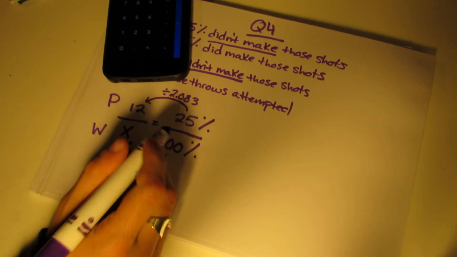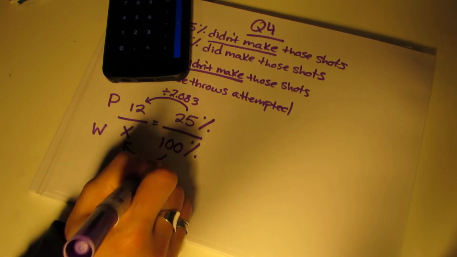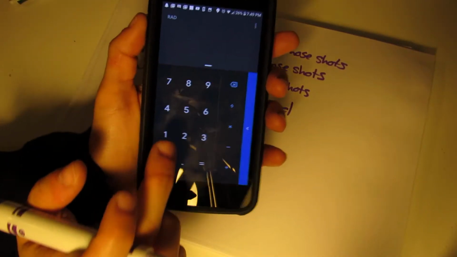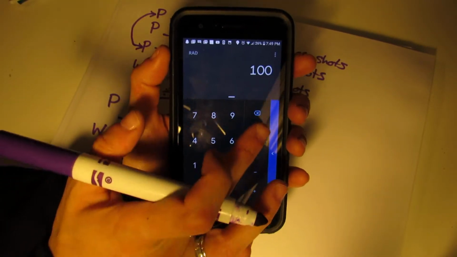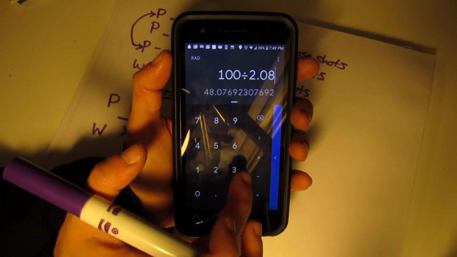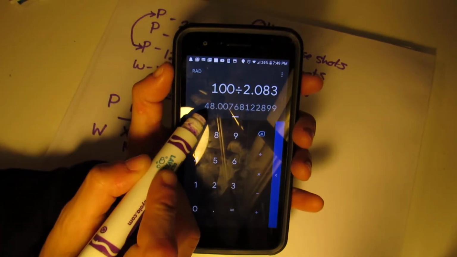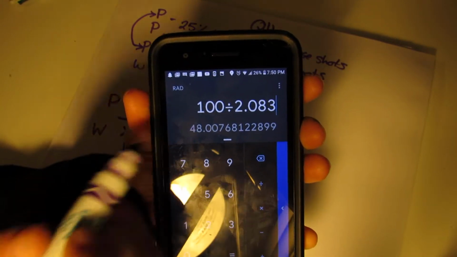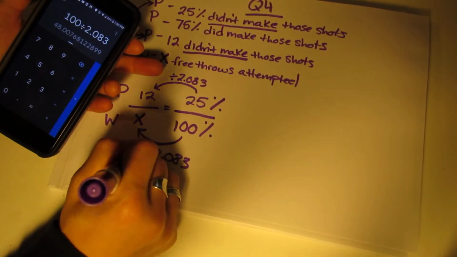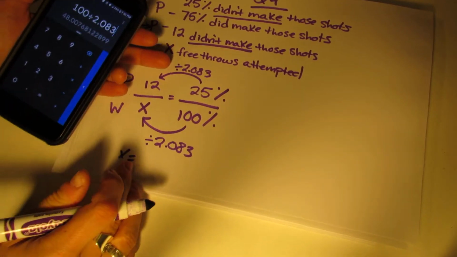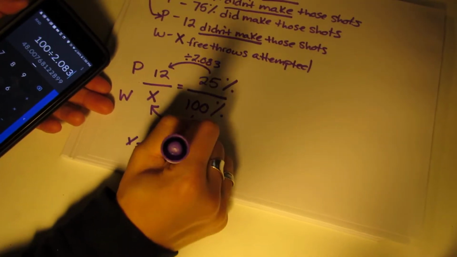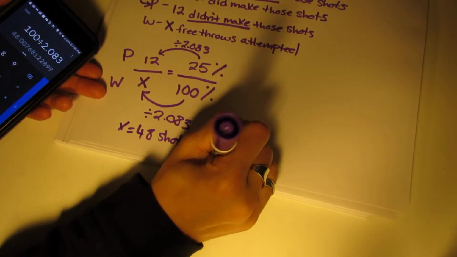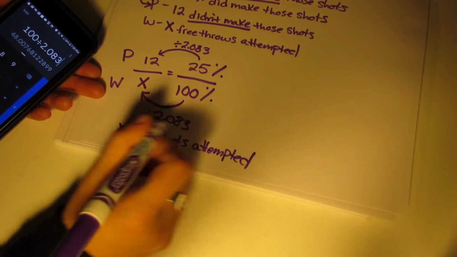So if I use 100 and I divide by the same scaling factor, 2.083, let's see what we get. 100 divided by 2.083 gives us about 48. Okay, notice how there's 0.00. We're going to stop at 48. So that means X should be 48 shots attempted. Right? So this is our answer.